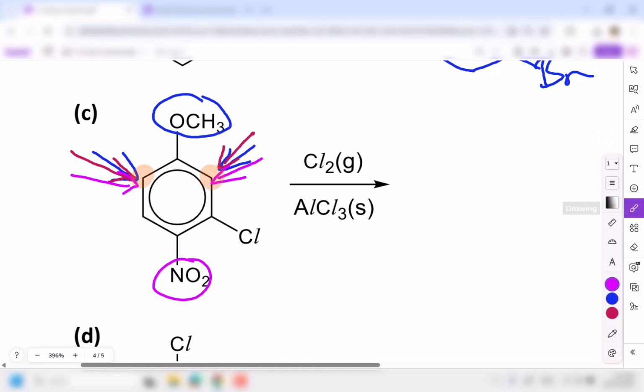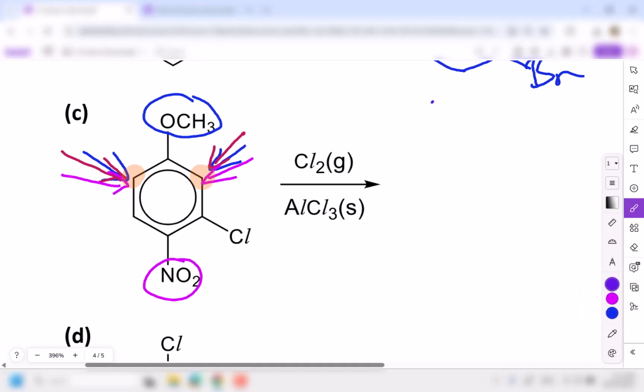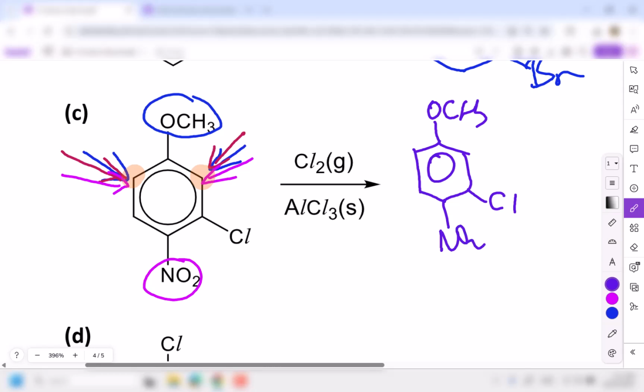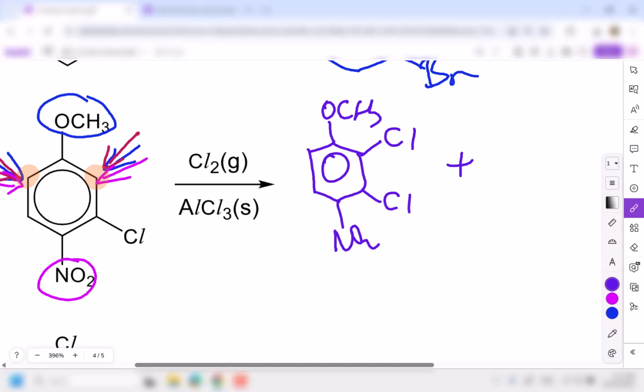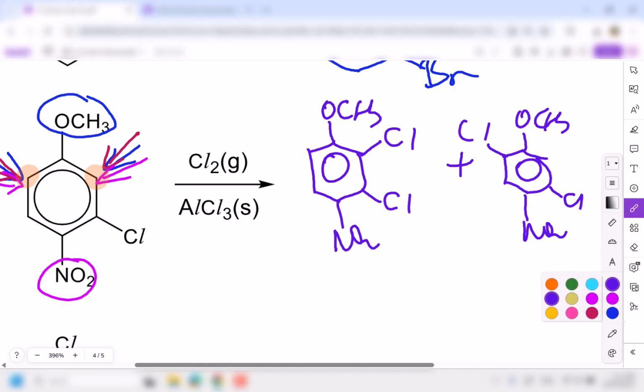So therefore my answer will be, I'm going to draw the answer out. It will be OCH3, phenyl ring, Cl and NO2, and then a Cl here, and then plus OCH3, phenyl ring, NO2, Cl and Cl. But this answer is less likely.